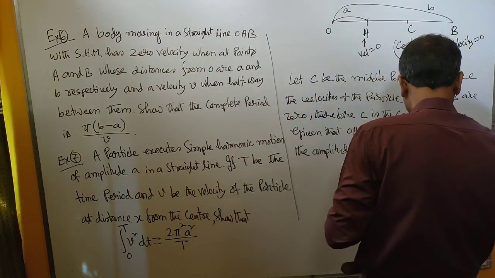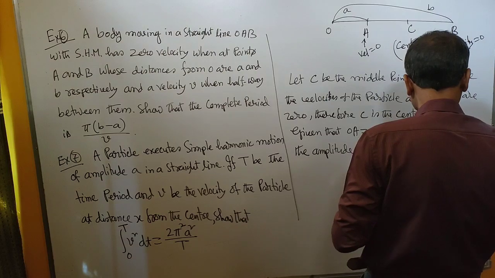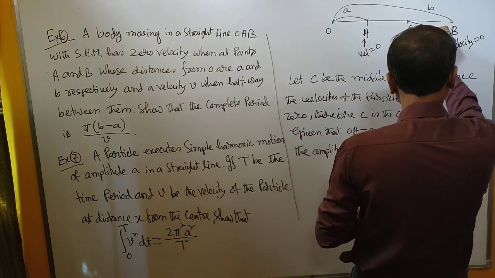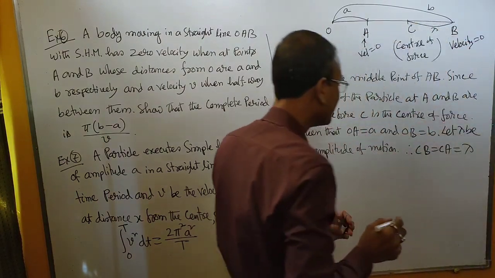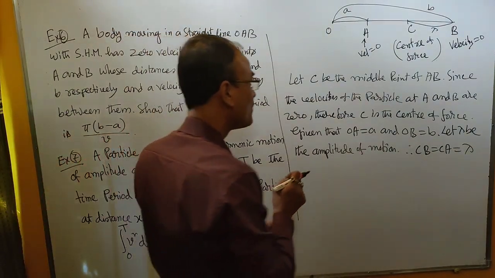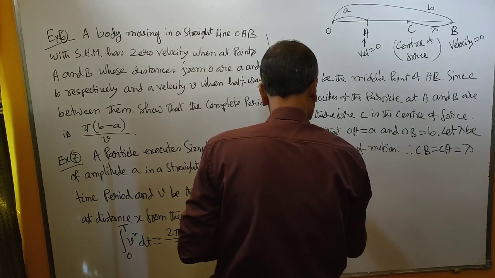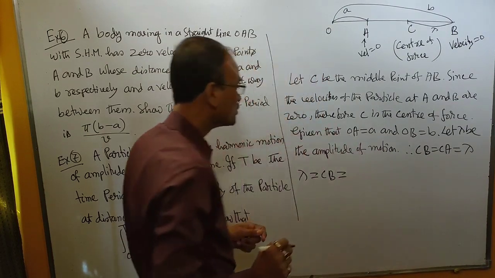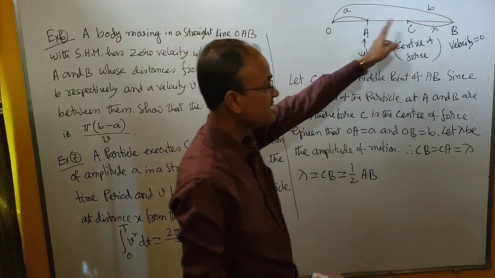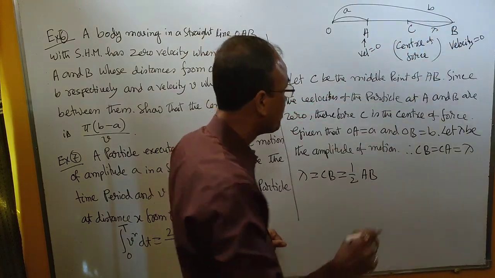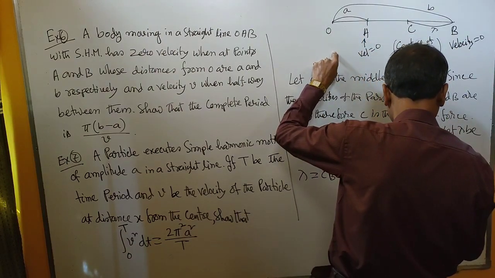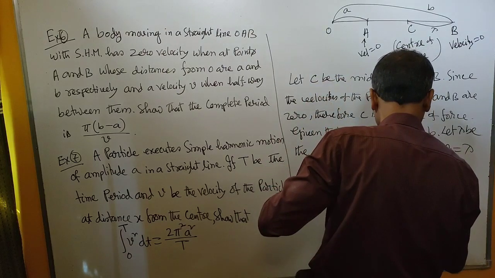Therefore, CB, of course, this is equal to CA equal to lambda. Lambda equal to CB. This is equal to half of AB. Obviously, it is half of AB, as C is the middle point of AB. AB means OB minus OA. This is equal to half of OB minus OA.